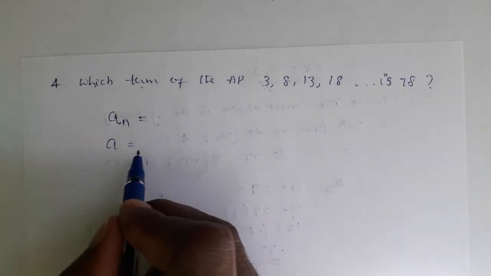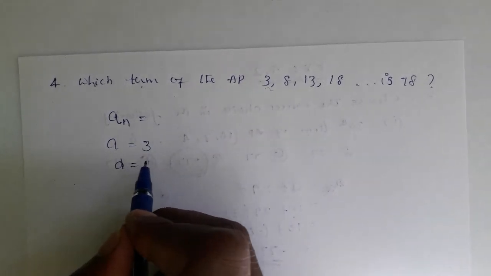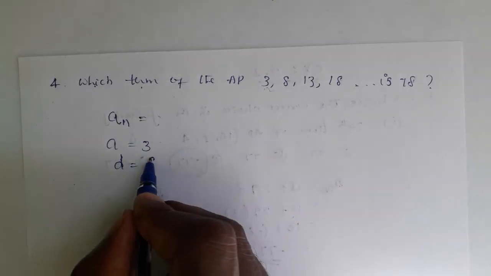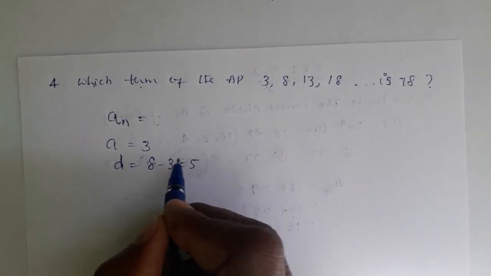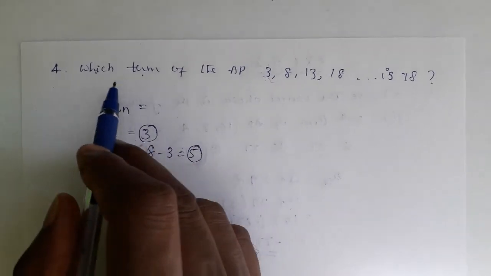So what is A? A is 3. Who is sitting first? A is 3. D is what? Common difference. How to get the common difference? By subtracting previous from next. 8 minus 3 equal to 5. So we got A, we got D. We will go to find out which term.